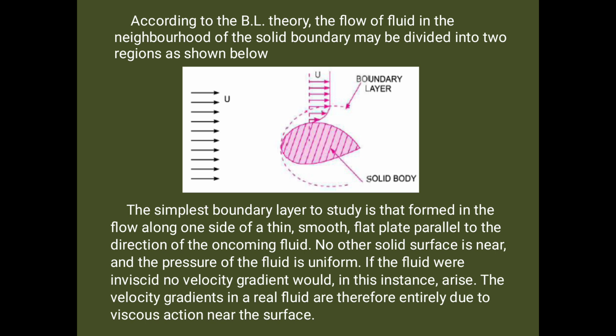The simplest boundary layer to study is that formed in the flow along one side of a thin, smooth, flat plate parallel to the direction of the oncoming fluid. No other solid surface is nearer and the pressure of the fluid is uniform. If the fluid were inviscid, no velocity gradient would arise. The velocity gradients in a real fluid are therefore entirely due to viscous action near the surface.